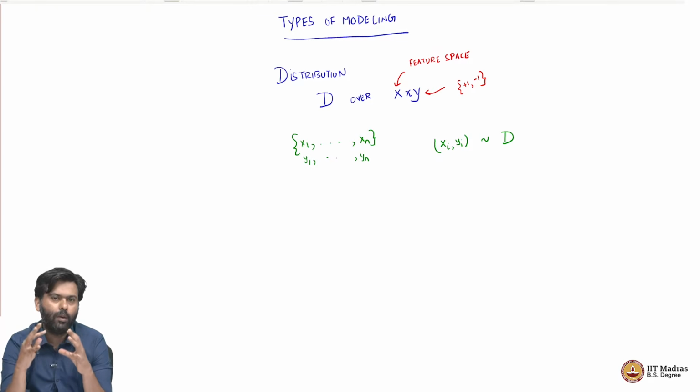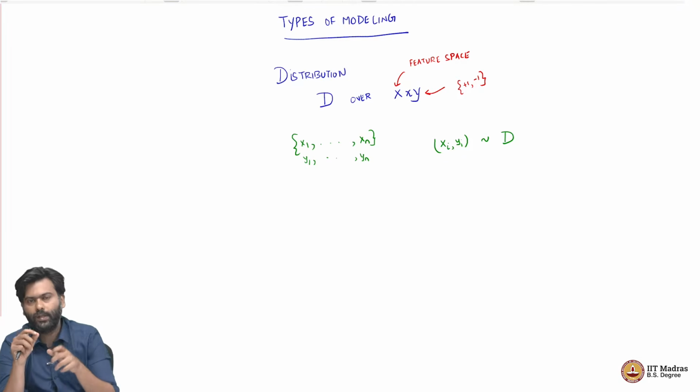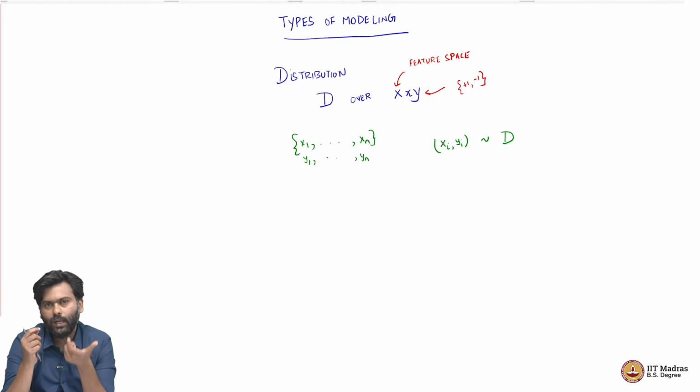So, this box could be as complicated as possible, may not be just simple coin tosses or anything of that sort. It might be a complicated box, but if I press that once, I get a single data point x1, y1. If I press it again, I get x2, y2 and so on. I get xn, yn. So, this is how my training set is generated. There is some underlying probabilistic mechanism that is generating this.